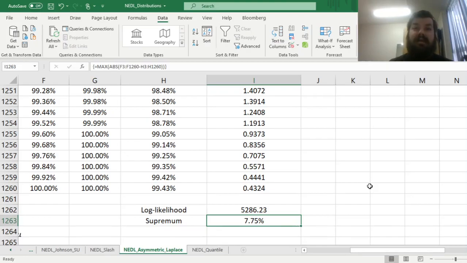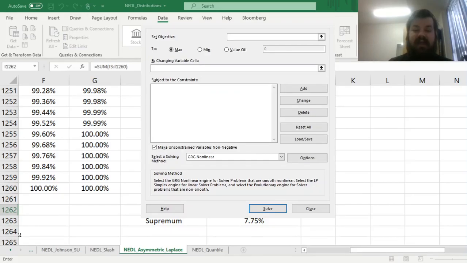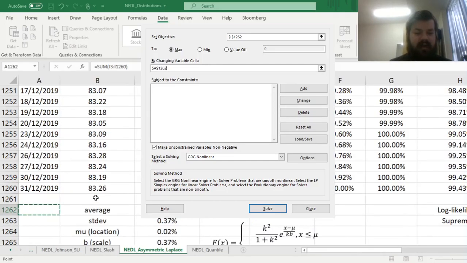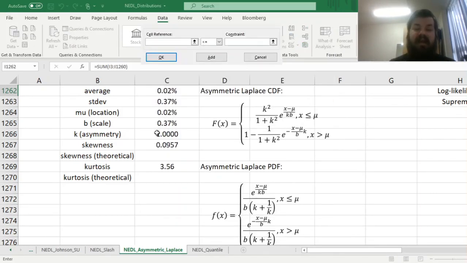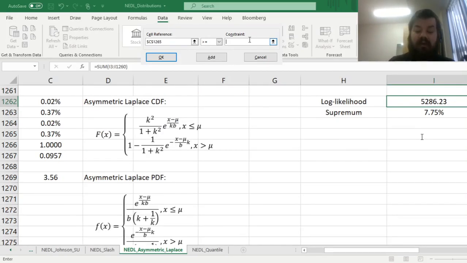To optimize, to calibrate our distribution parameters, we can go Data, Solver and set our log likelihood function, our objective function, to the maximum by changing our variable cells that represent distribution parameters, mu, b, and k. Now, as we need to allow mu to be negative if it's required, we can untick this box, make unconstrained variables non-negative, and add the restrictions on b and k, as we want them to be positive. And we need to make it greater than or equal to a very small positive number, so 0.0001, for example.